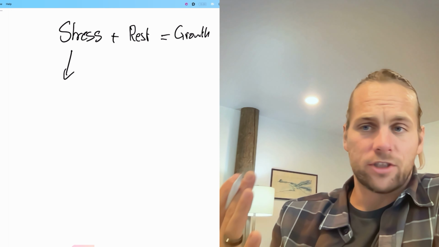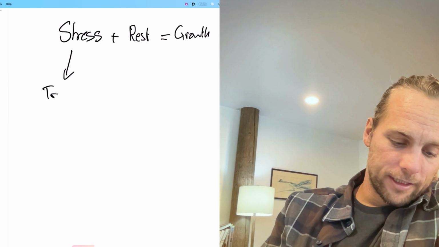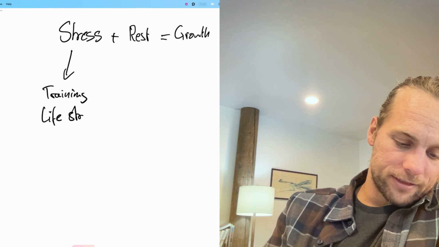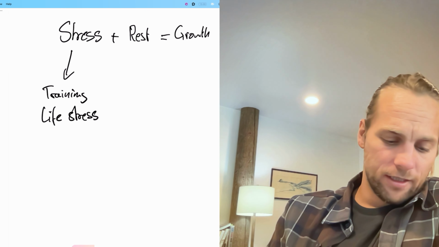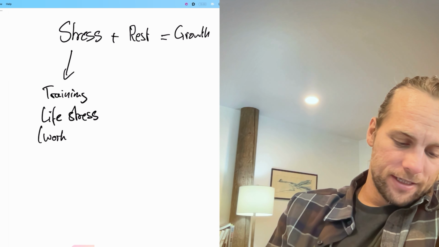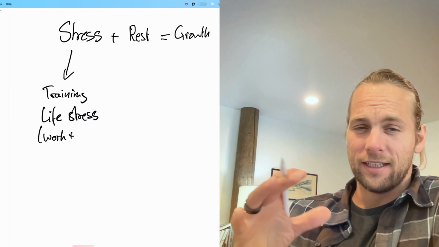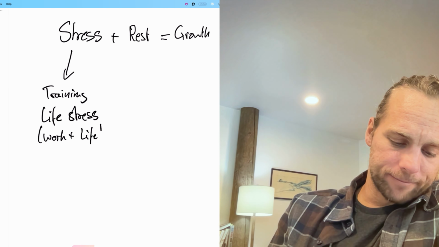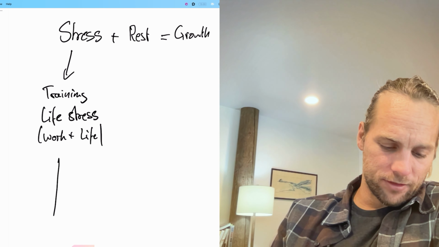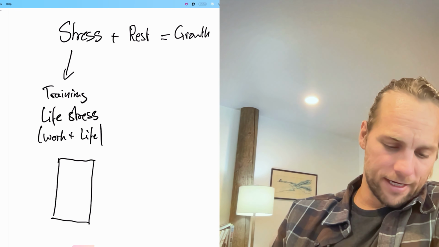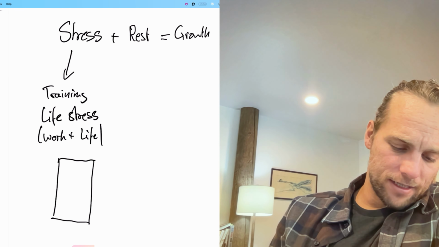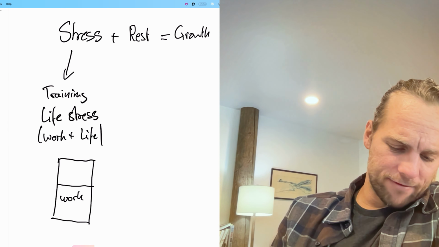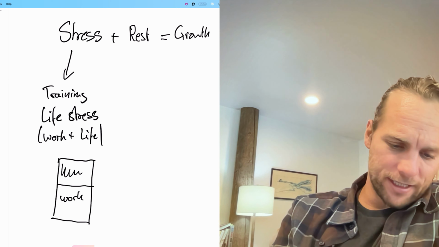So what does count into stress? It's not just training, which is super obvious, but also life stress. Life stress can be anything from work, could be emotional stress, anything. We have a certain capacity that we're able to manage in terms of stress. So imagine this is your capacity for stress in any given day. And then you have, let's say, this is work, and then you only have this left here for training.